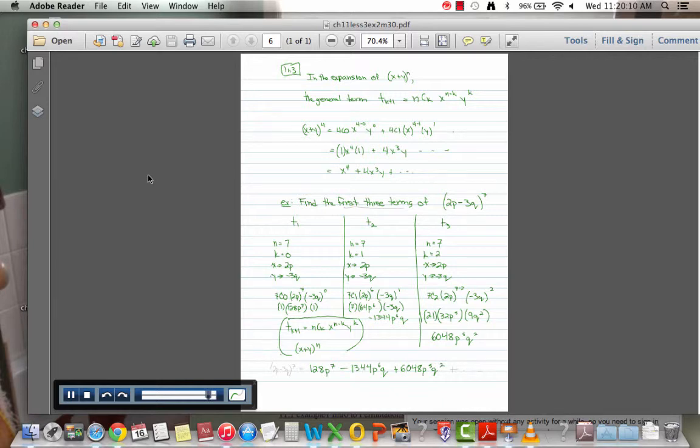So if we were actually expanding 2p minus 3q to the 7, we would get term 1, term 2, term 3, and a whole bunch more terms because there'd be 8 altogether, but we were only asked for the first 3. Very labor-intensive example, somewhat repetitive, but repetitive is a good thing when you're just learning it for the first time, I suppose.